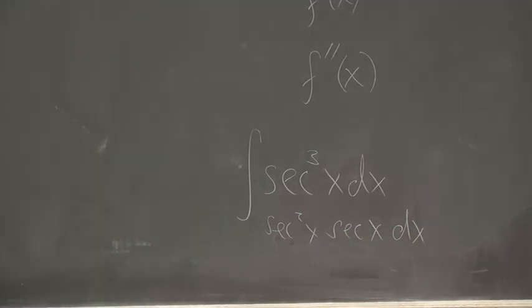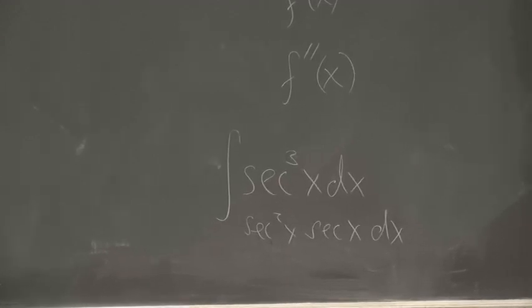Can we use a trig identity to convert the secant squared x? Yeah, we could use the trig identity. No, I'm moving on now. That's another one that comes up a lot in Calc 2, so you should also have that one memorized.